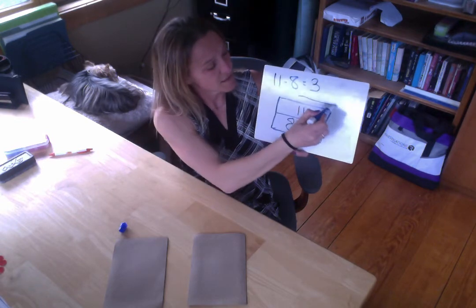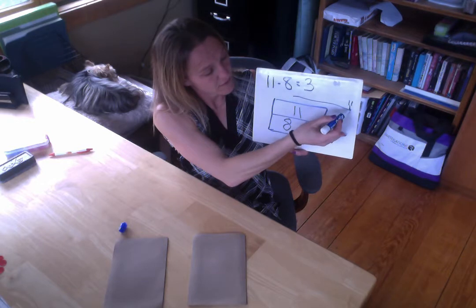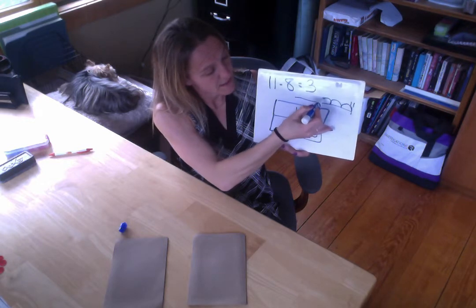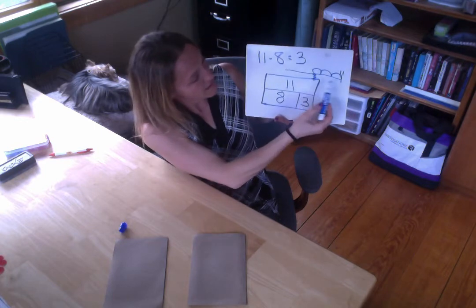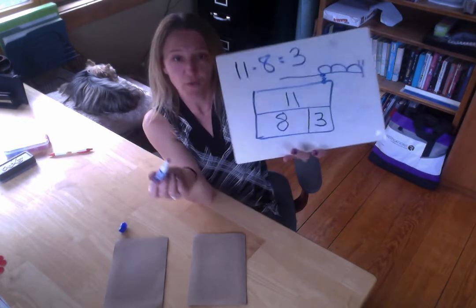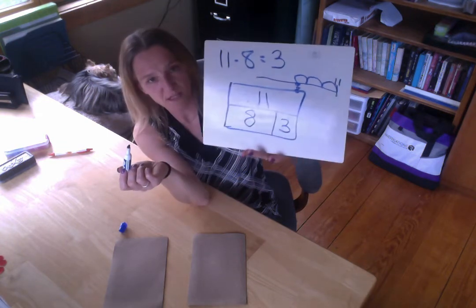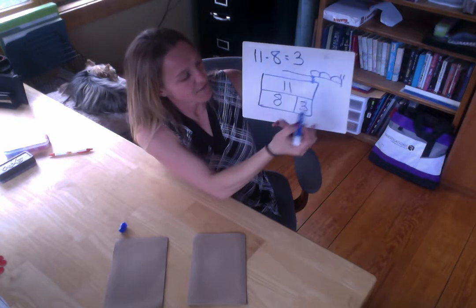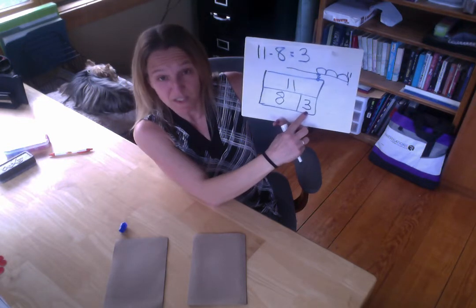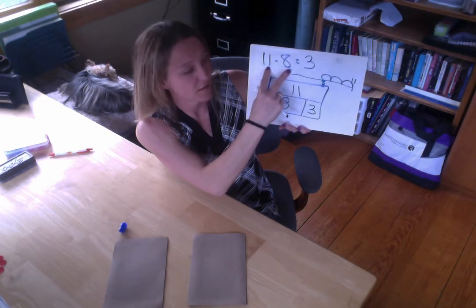I love looking at this on a number line. If we have 11 here, 10, 9, 8. Here's 8, here's 11. They are 3 different. So there's that special word, difference. The difference between 8 and 11 is 3. That's what subtraction's all about. It's finding how different these numbers are.